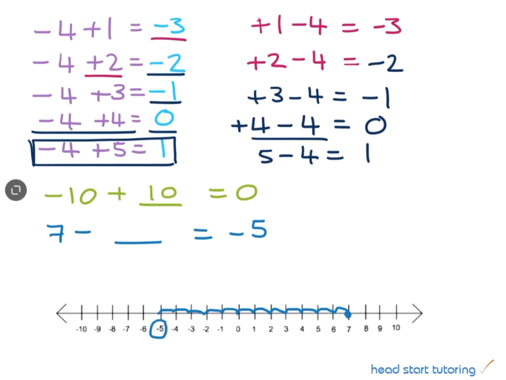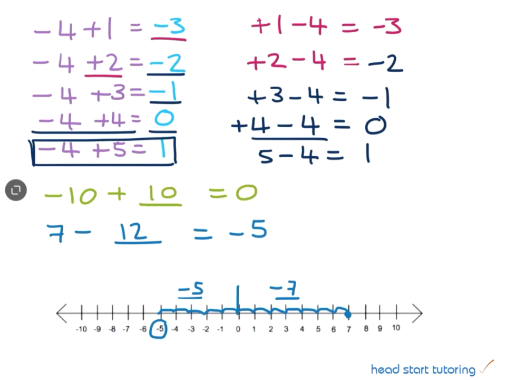And so I jumped 7 places there. So that was minus 7 to get to 0, and then another 5 to the left to get to -5. So I went 7 and 5, which means that I went 12 places all together to the left. So I ended up saying 7 minus 12 gives me an answer of -5.